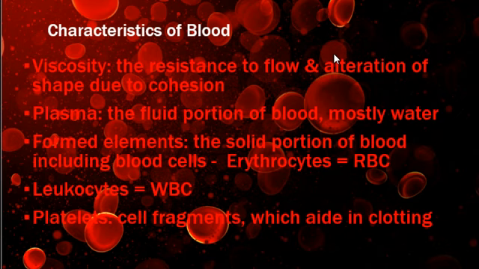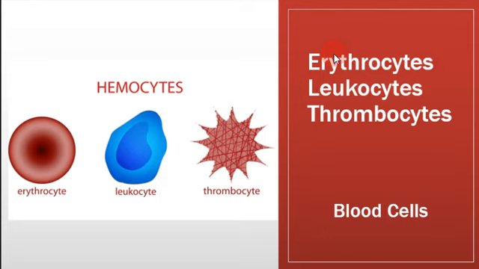So the three types of blood cells, even though thrombocyte, which is a platelet, isn't really a cell. Thrombo means to clot. So we have erythrocytes, leukocytes, and thrombocytes. The erythrocytes are the red blood cells, the leukocytes are the white blood cells, thrombocytes are the platelets. And these are all three part of what are known as the formed elements of the blood, the solid portion of blood.